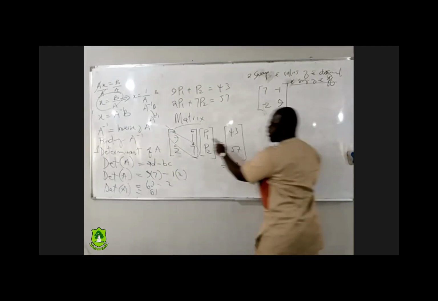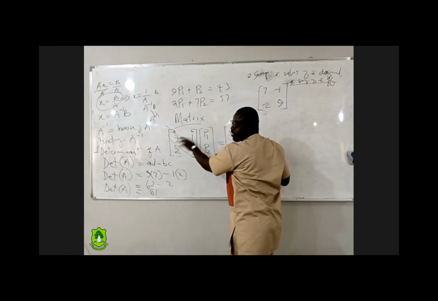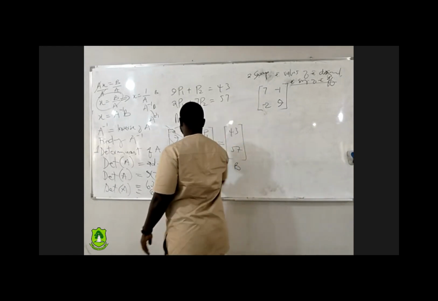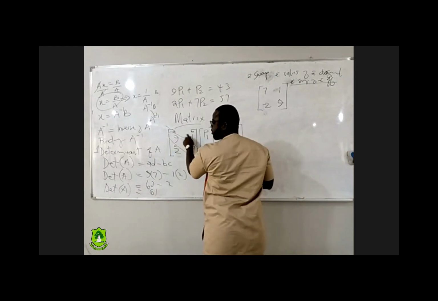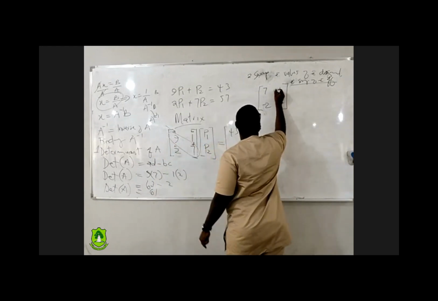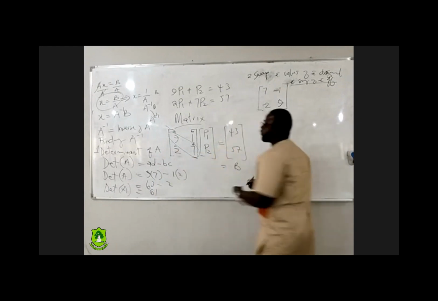So for off diagonal, we won't swap them. We will still leave them, but change the signs. If here was negative, here will be positive. But here was positive. Here will be negative. Here was positive. Here will be negative.